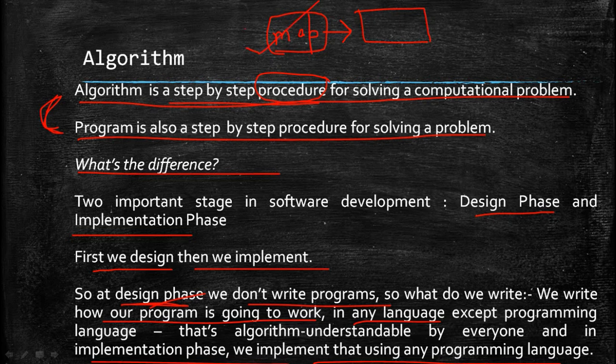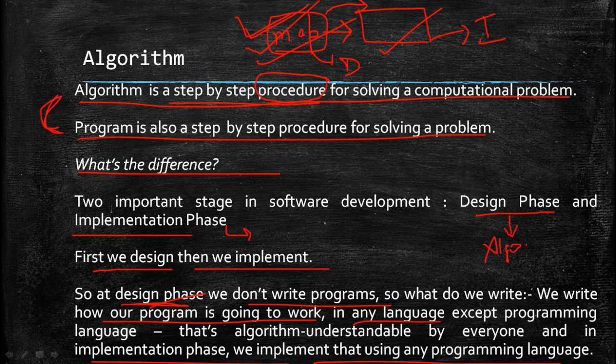We just design how our building is gonna look like, what are the bedrooms, the washrooms, and all things. We don't actually create the building or construct the building at that point. We just design. And after our design is complete, we start constructing our house and we make it a finished product. So the map is a design phase work, whereas the construction of building is the implementation phase work. In the same manner, at design phase, we just write how our program is going to work, and that is known as algorithm.